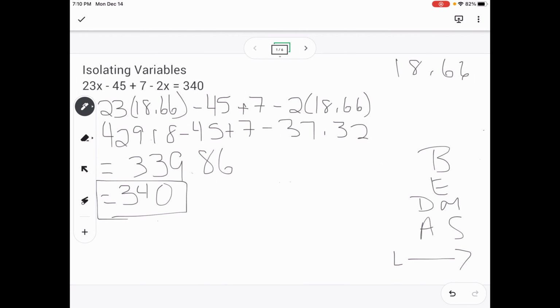Okay, because that answer is the same as what it is up here, we know that we have evaluated for x successfully. Okay, so remember, this is the check section. This section is just as important as actually isolating the variable. So again, this is a multi-step equation where we are isolating for x.